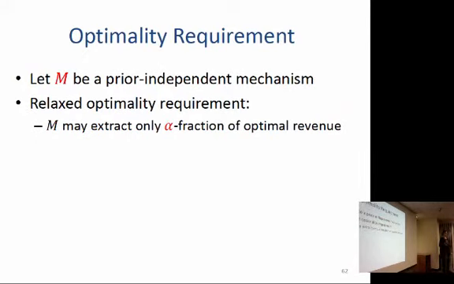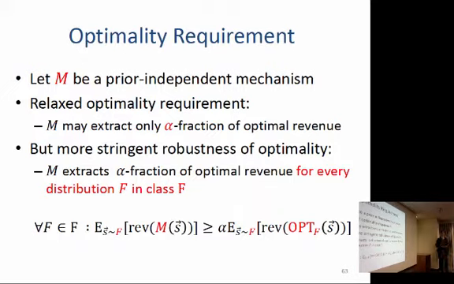And this affects what we require in terms of optimality. Let's say M is a prior independent mechanism. Requiring it to get optimal expected revenue would be too much, because it doesn't have any information it can work with. So we relax and require it to only extract an alpha fraction of the optimal expected revenue. However, we strengthen the robustness requirement, and now we want it to extract an alpha fraction of optimal revenue for every one of the distributions in the relevant class of distributions.